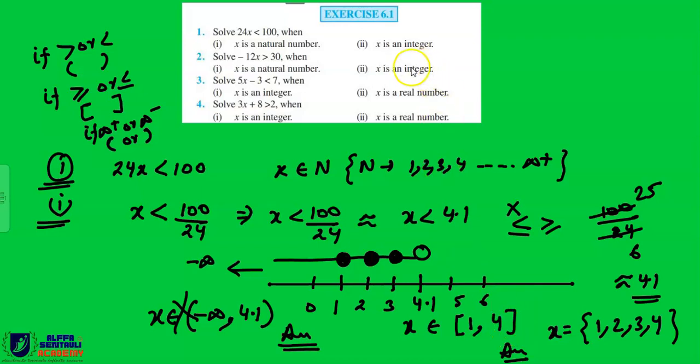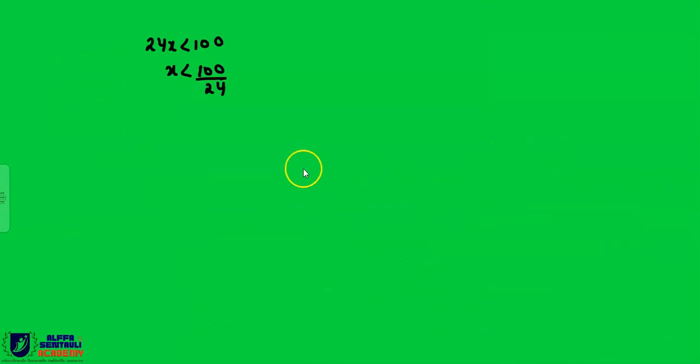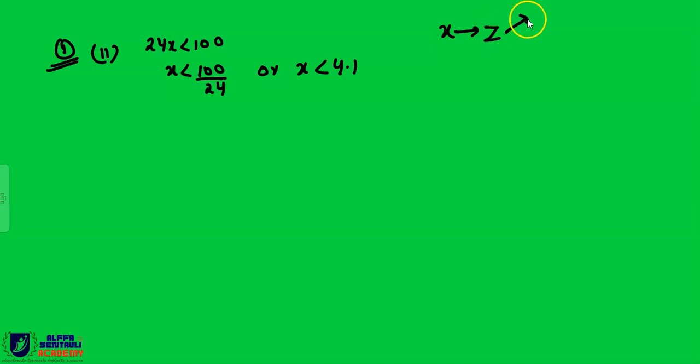Right, beta? So now let's suppose we are taking integers. So let us take integer. So second case, question number 1, second case, 24x is less than 100, means x is less than 100 by 24, or you can write x is less than 4.1. Please notice that x is an integer. An integer is represented by Z, and when I'm talking about integers, there are two types: positive integer and negative integer.